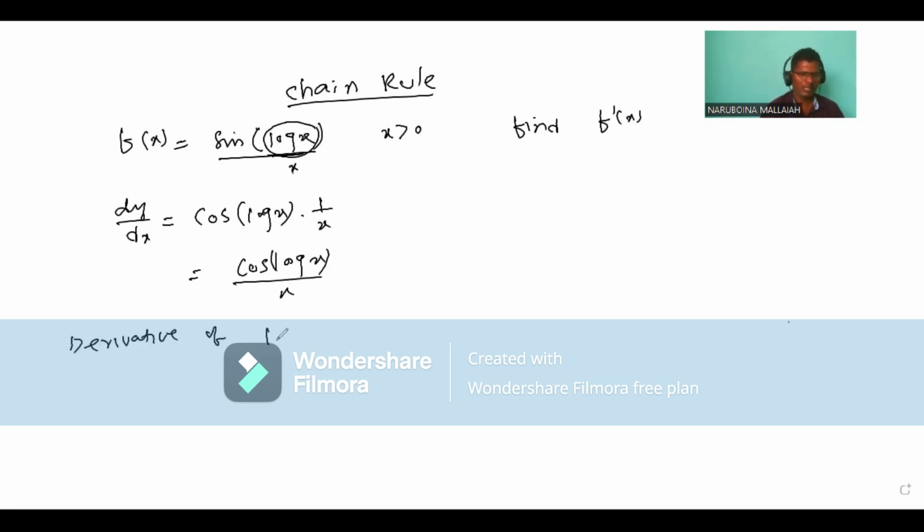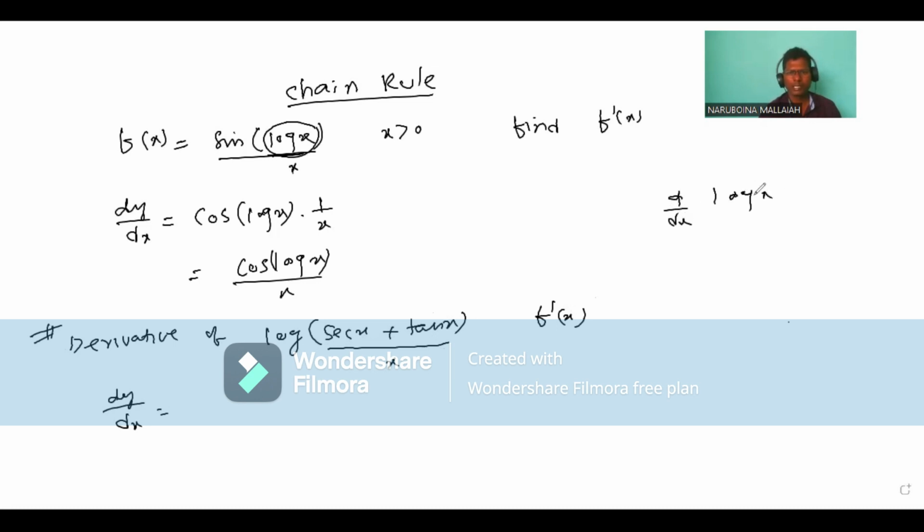Derivative of log secant x plus tan x. Find f dash x. So f dash x or dy by dx. Treat this secant x plus tan x as x. Then it becomes log x. Derivative of log x is 1 by x.